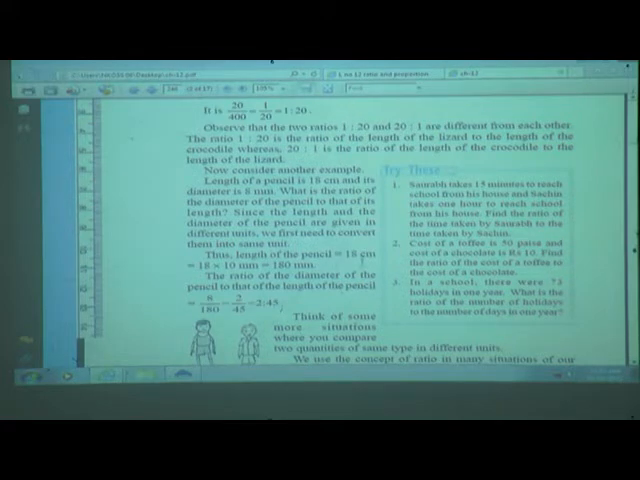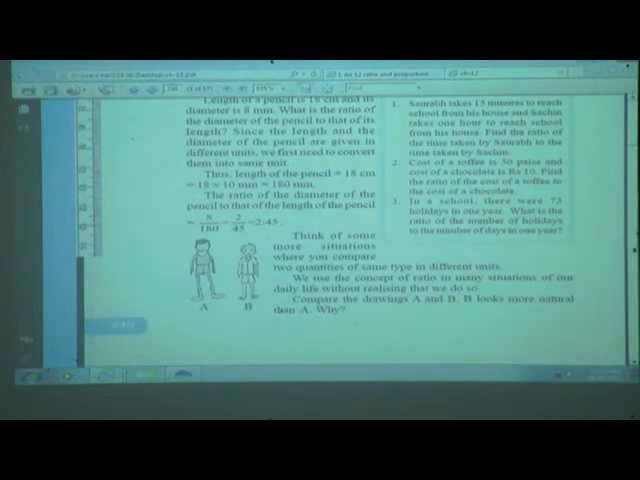So 18 centimeters is converted into millimeters. 18 into 10, we get 180 millimeters. Now we can write 8 divided by 180. So we get 2 upon 45, that is 2:45. The ratio of the diameter of the pencil to the length of the pencil is 2:45. Think of some more situations where you can compare two quantities of the same type in different units.